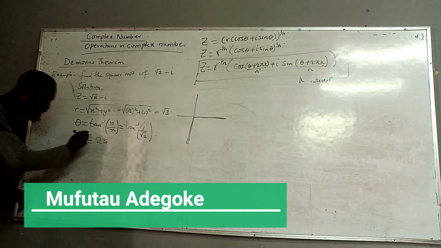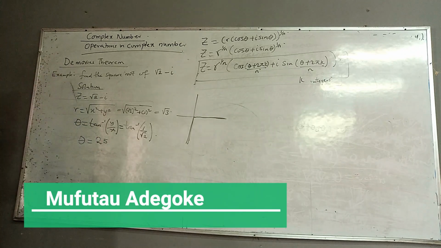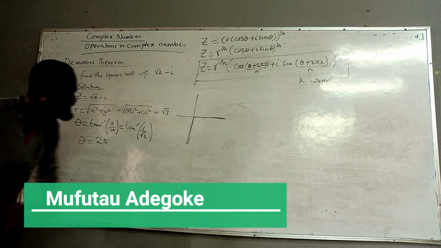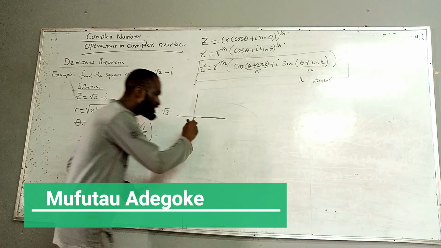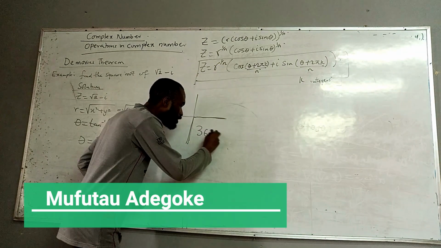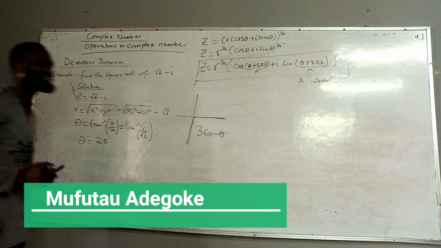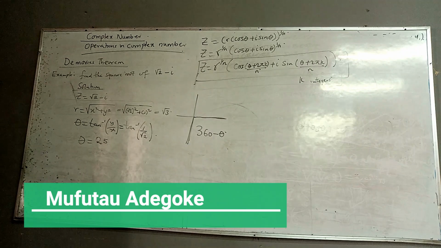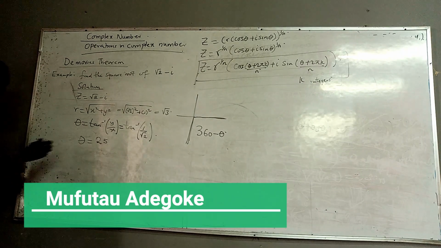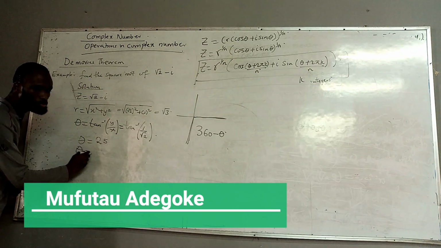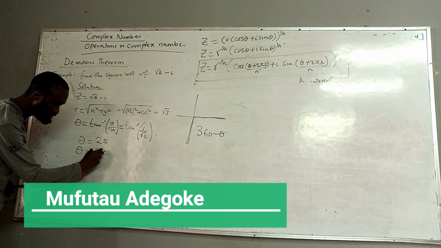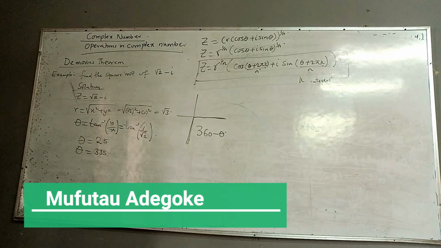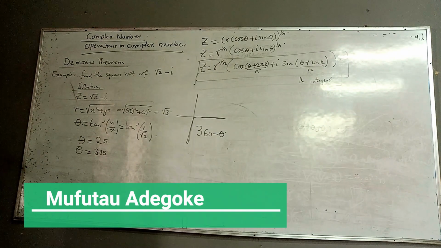If it gives me 25, this 25 is not the answer. I said your theta falls in the fourth quadrant. And remember, the fourth quadrant is 360 minus theta. Then I can say theta will now be equal to 335.